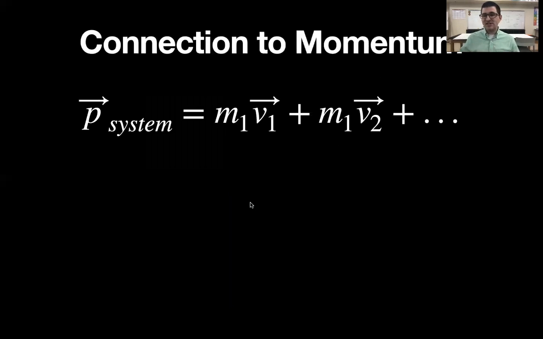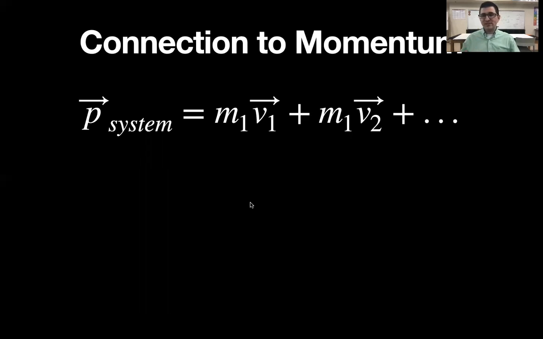Seems like it's coming completely out of nowhere, and I totally see where you're coming from. So I actually want to show you how this is connected to momentum in something that I think is really cool. If we want to find the momentum of a system, it would be taking the mass times the velocity of all the individual elements of that system.